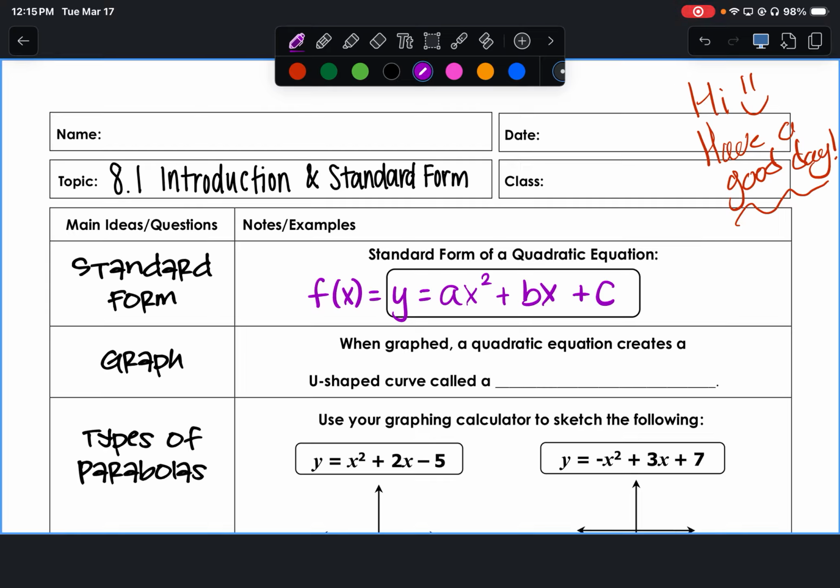For pretty much everything we do with quadratics, we have to be able to identify our a, b, and c. Our a is still what's in front of x squared. Our b is what's in front of x, and our c is the constant at the end.